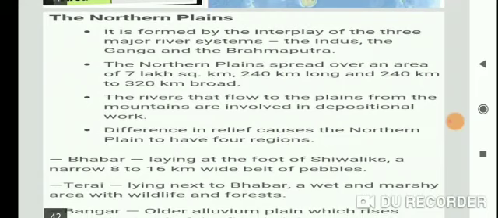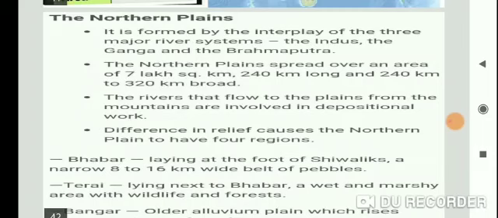Now see, in this topic we already discussed the Northern Plain. It is formed by the interplay of the three major river systems, the Indus, the Ganga and the Brahmaputra. The Northern Plain is spread over an area of 7 lakh square kilometer, 2400 kilometer long, and 240 to 320 kilometer broad. The rivers that flow to the plains from the mountains are involved in depositional work, and differences in relief cause the Northern Plain to have four regions. How many regions? Four regions, and we discuss them one by one.